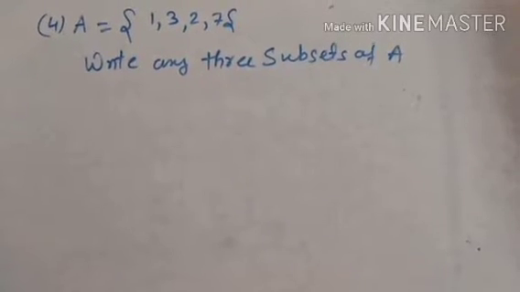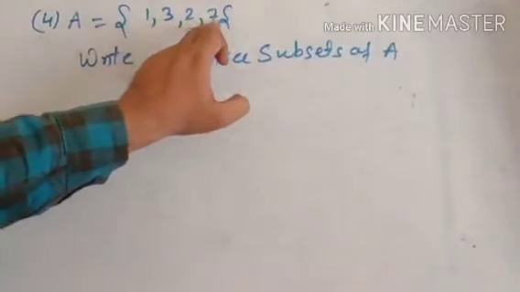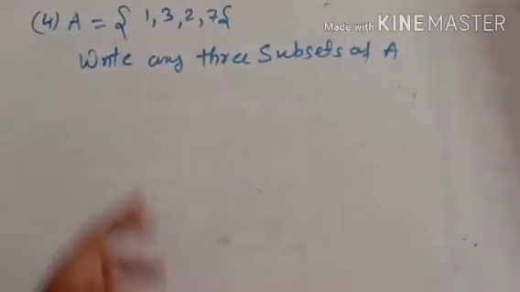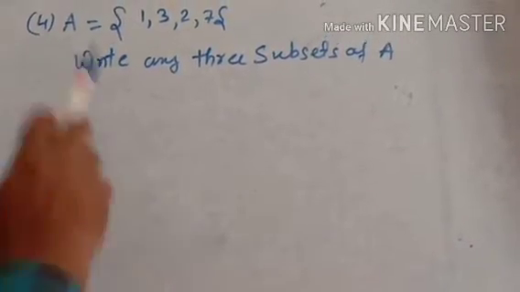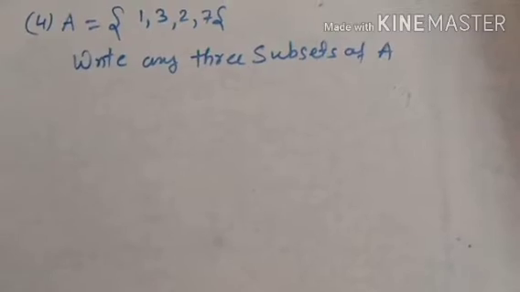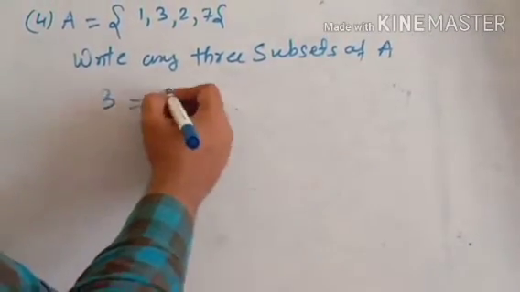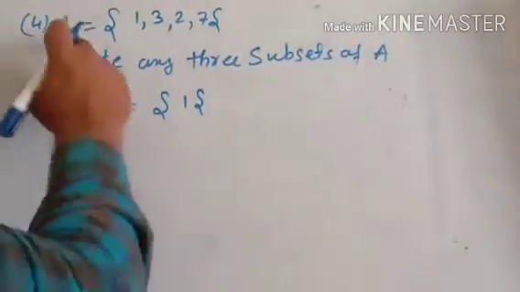So our question number 4 is what? A is equal to {1, 3, 2, 7}. Write any three subsets of A. There are a lot of subsets of A. How? Just see. B is equal to {1}. We first take singles. B is equal to {1}. {1} is a subset of A.